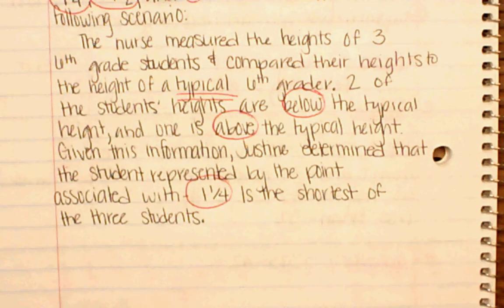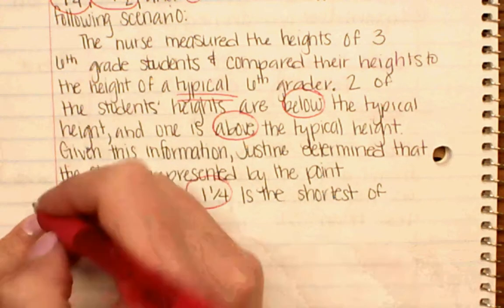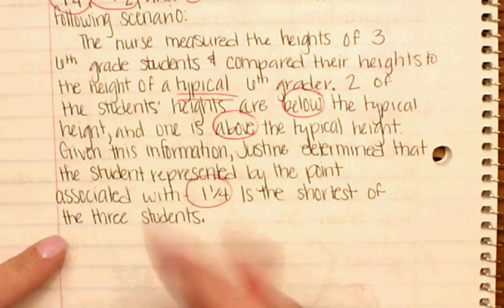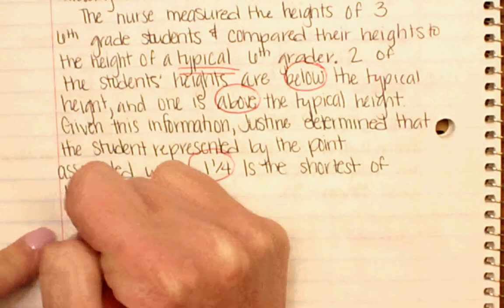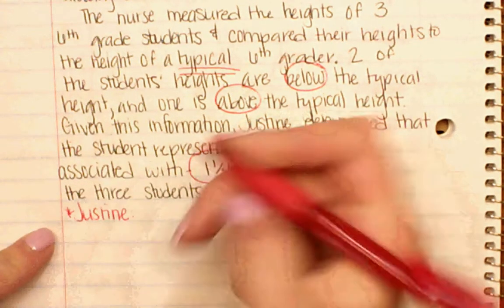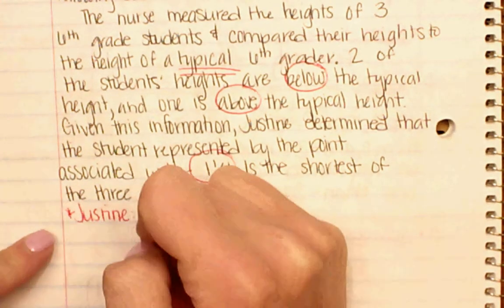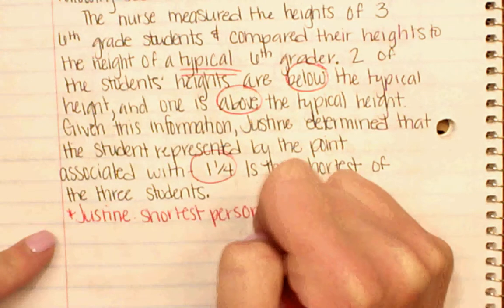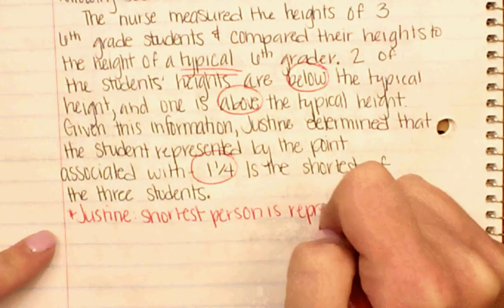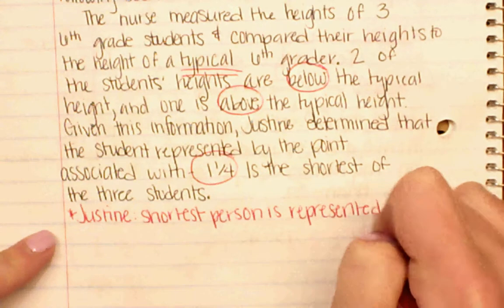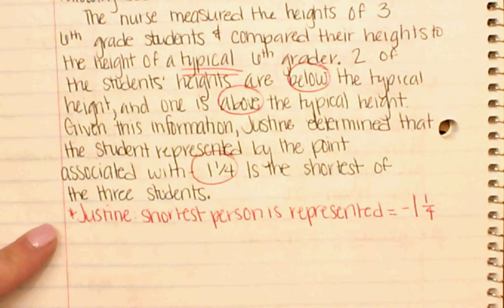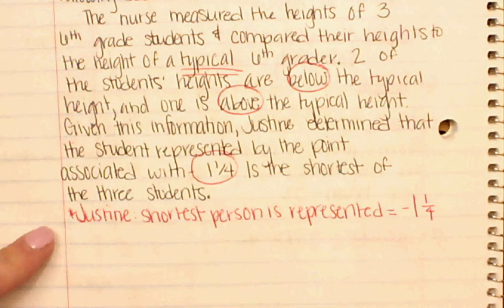So what we're going to do is try to figure out, is Justine correct? So Justine says the shortest person is represented by negative 1 1/4. Okay, so we're going to write that first. Justine says shortest person is represented by negative 1 1/4.